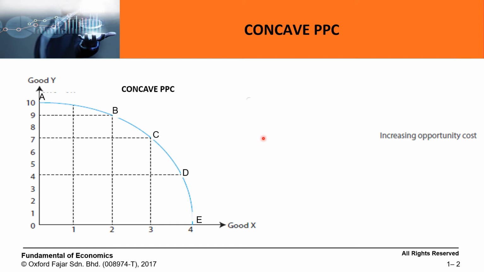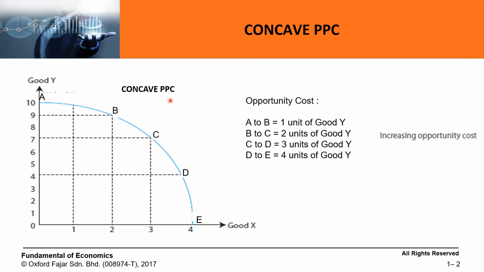So, kita dapati, okay, dalam concave PPC ni, apabila kita nak produce 1 ataupun extra 1 good, okay, so we have to sacrifice more and more and more of quantity of good Y. So, situasi ini kita namakan sebagai increasing opportunity cost. Sebab kos lepas kita makin lama makin bertambah.